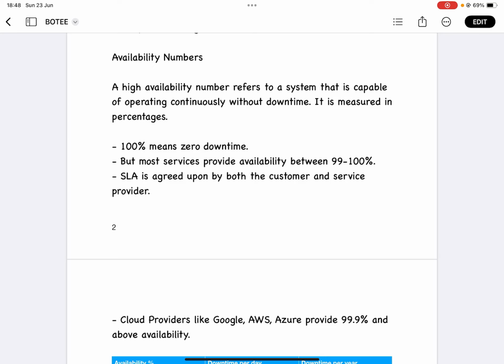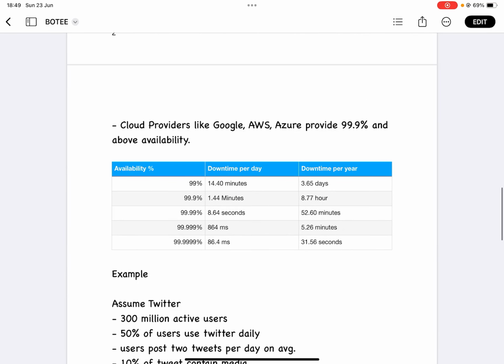that they should make sure that their servers are available for 99 percent or more of the time. There should be very little downtime for their servers for your app. So that is the service level agreement that exists between a customer and a service provider. Now, there are cloud providers like Google, AWS, Azure, which provide 99.9% and above availability.